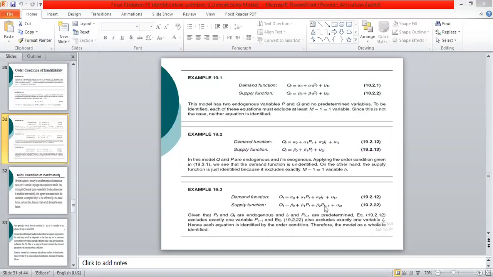You can look at one more equation. You can look at one more model. Let's say you have this model.